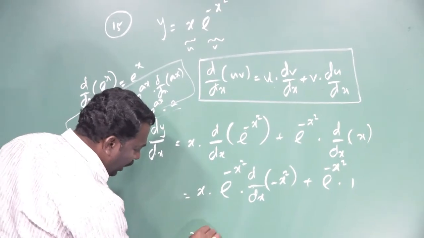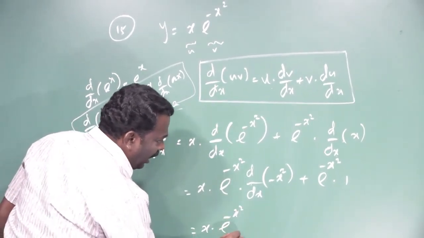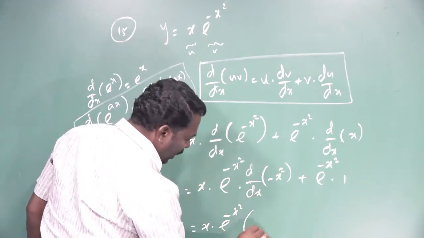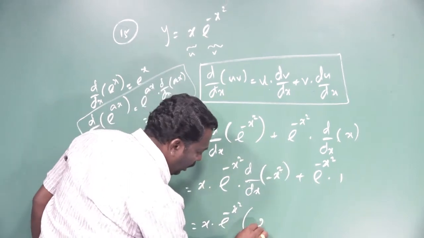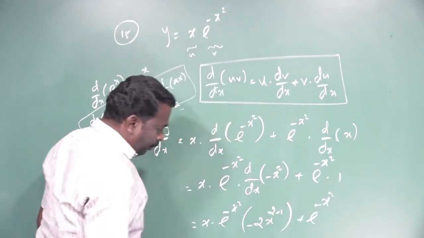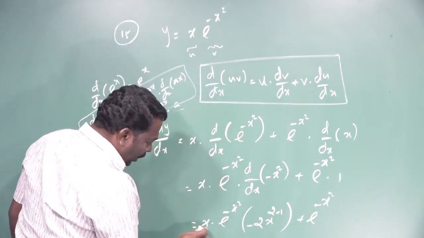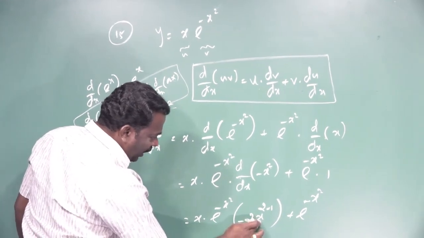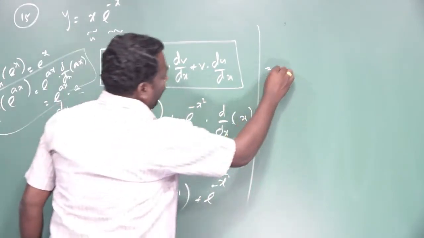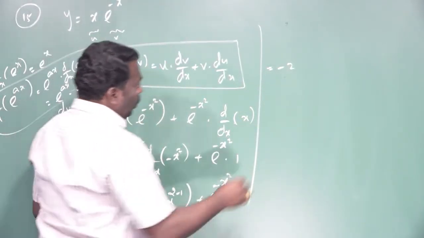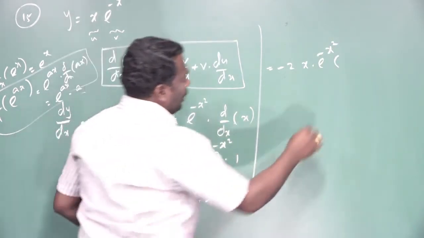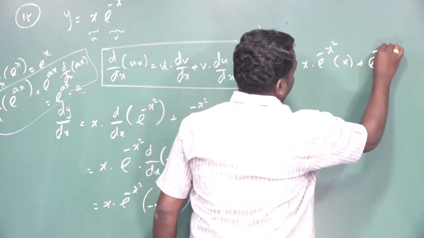Then that is equal to x into e power minus x square as it is, and the differentiation of minus x square with respect to x is minus 2x, using the x power n form: minus into 2, which is n, times x power 2 minus 1. And plus e power minus x square as it is. Now multiplying minus 2 into x into x power 1, that is equal to minus 2 into x into e power minus x square into x, plus e power minus x square.